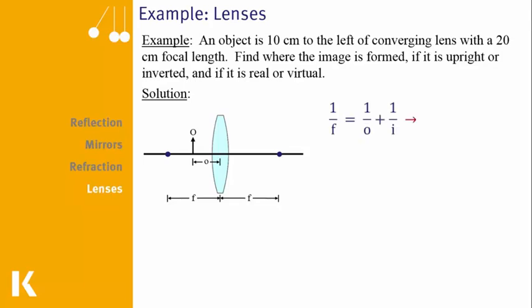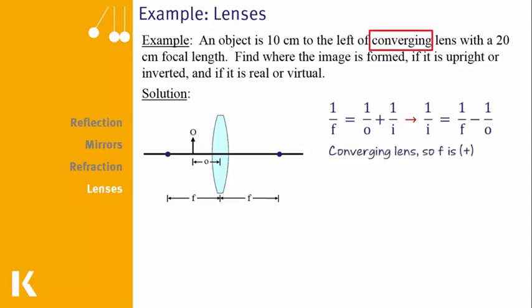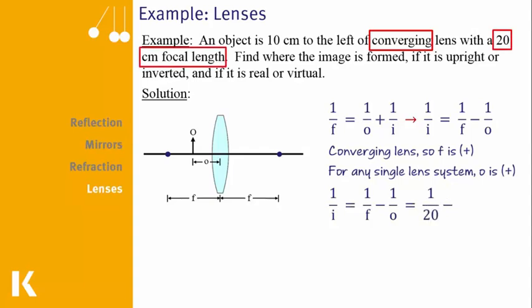We can use the same equation from earlier to calculate the image distance. We have a converging lens, which means our focal length is positive. So we didn't explicitly state this before, but the object distance for a single lens system will always be positive, since the object is the only source of light here. Let's rearrange our equation to solve for I, find the value of f, which is 20 centimeters, find the value of O, 10 centimeters, and solve. Our image distance is negative 20 centimeters.